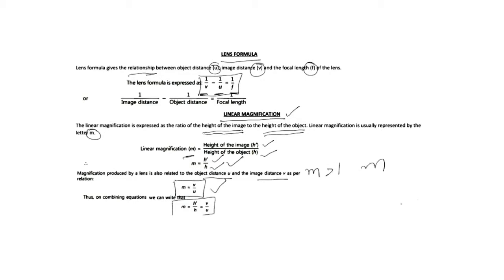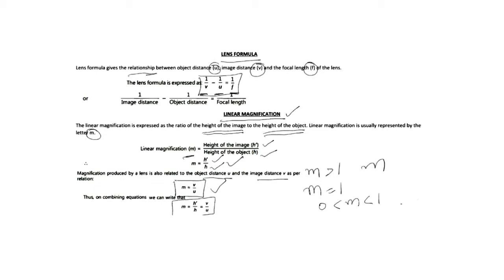Now, in any numerical, if you obtain magnification greater than 1, it means it has a magnified image. Clear? If you obtain magnification equal to 1, in that case, the height of image and the height of object, they both are the same. And if the magnification lies between 0 and 1, then you have a diminished image.